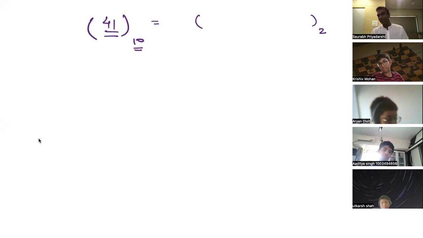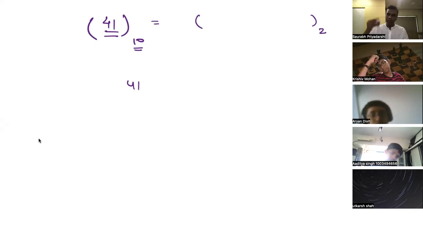Not defined means I'm not able to define exactly what this is. And if I say infinity, it means a very, very large number, but we are not able to reach that value. We know the wholeness of this number is very large, but I'm not able to reach it. So if I have to write 41 in base 2, I have to divide it by 2 repeatedly.